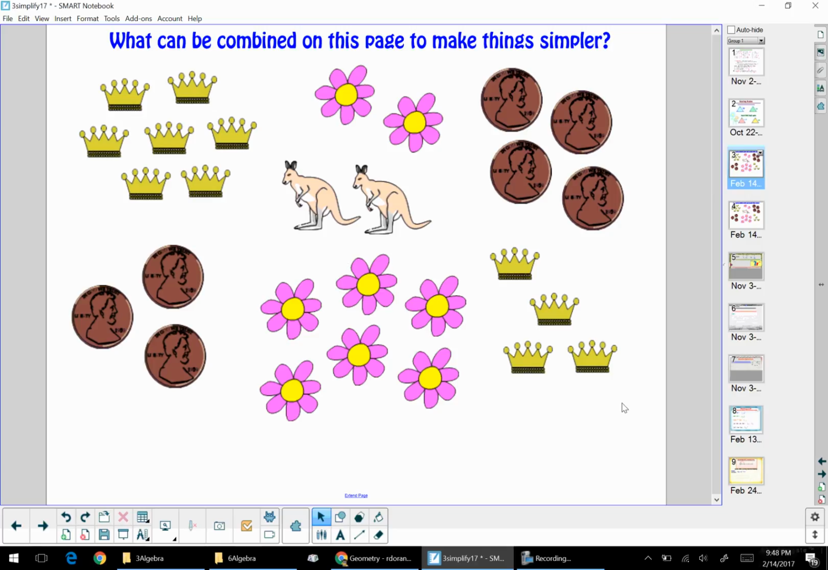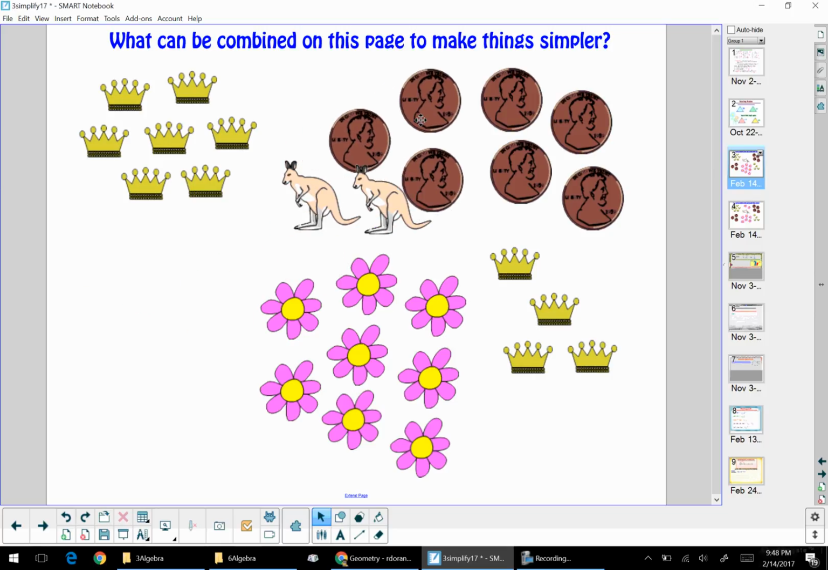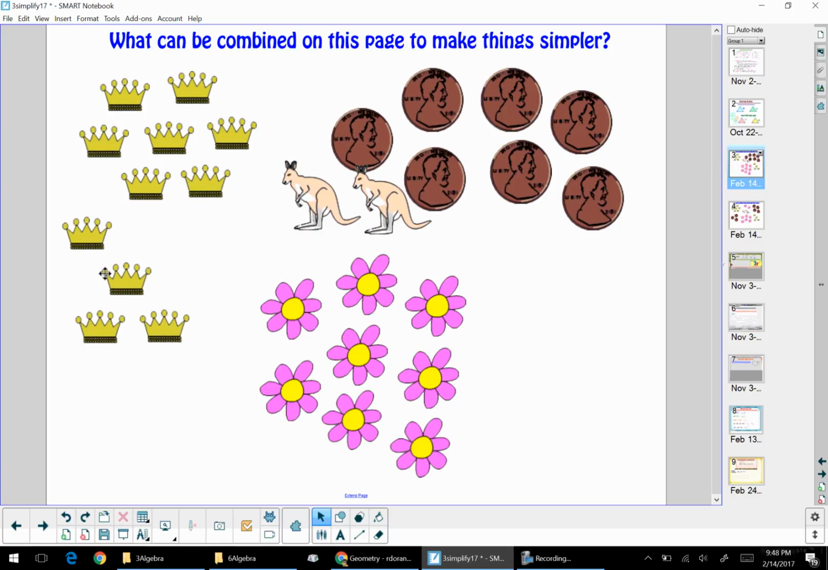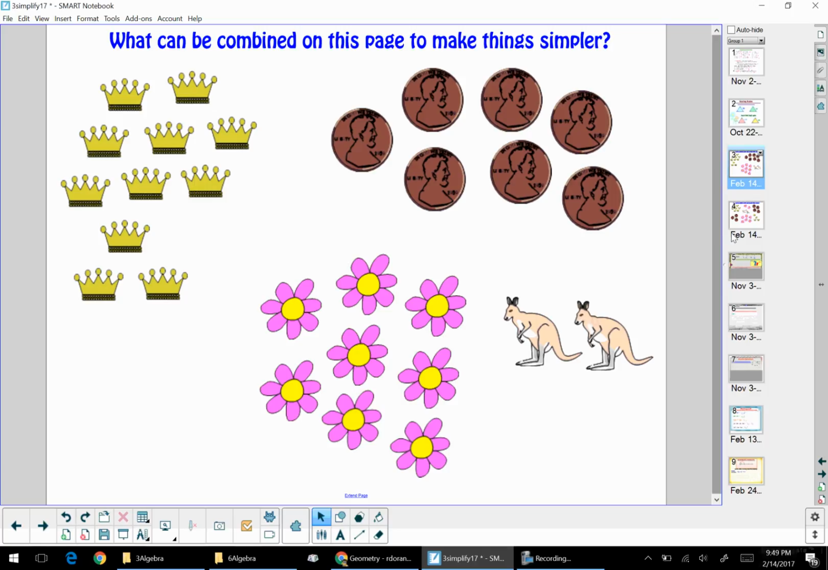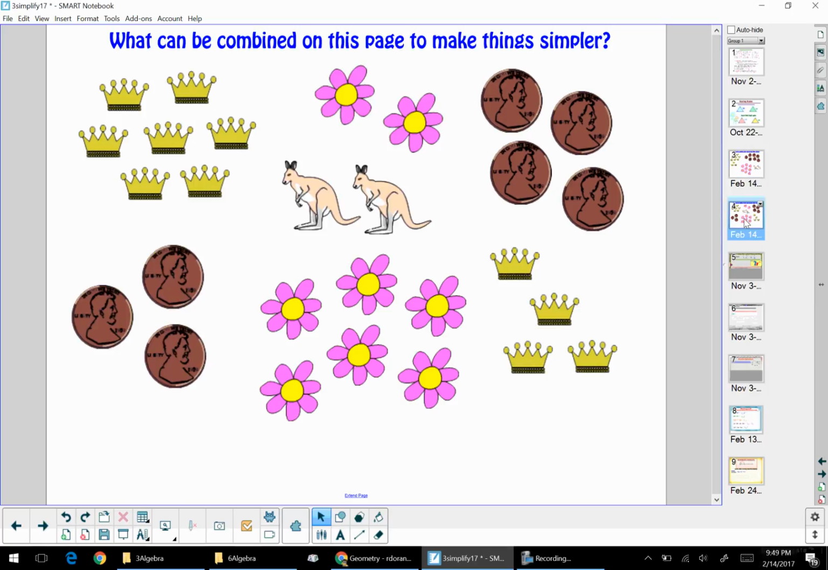So let's do that. I'm going to move things around a little bit here. I'm going to move these flowers down here. I'm going to move the pennies up there. Gonna move the crowns over here. And sorry, kangaroos, you guys are out. You guys are going to hang out over here because it seems like a cool place to hang out. Suddenly, this page looks a lot simpler, doesn't it? We've grouped the like items together, and no problem. Everything works out well. So now let's take a look at kind of the algebraic version of that.